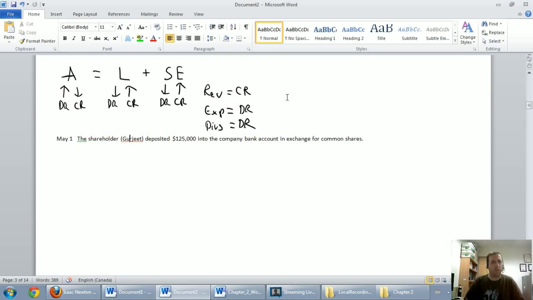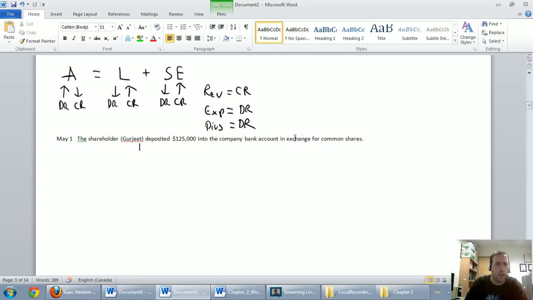What happened to me? Well, Gurjeet put $125,000 into my bank account. So obviously money's involved. Whenever money's involved, accounts will debit or credit cash. We've got to say, okay, well, what happened to the money? Even though it goes in a bank account, we call it cash. So it says $125,000 into the company's bank account. Our cash, therefore, went up, right? She put $125,000 in her bank account. Our cash went up. Cash is an asset.